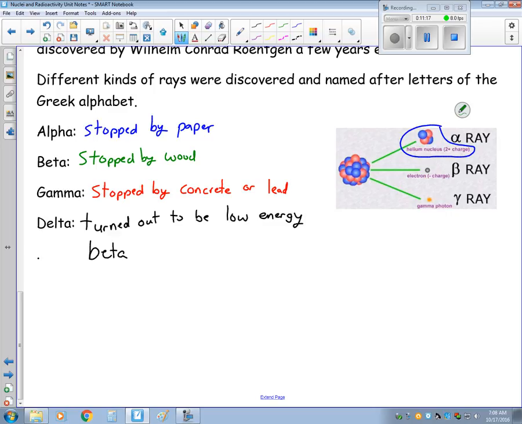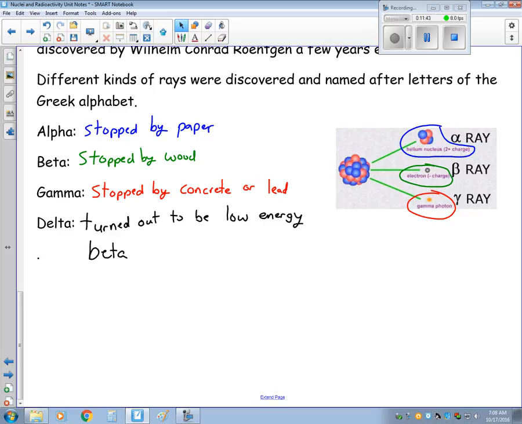Beta rays turned out to be electrons. Now there are 2 types of beta rays, positrons and electrons. Positrons are like electrons, the same size and mass, but they have a positive charge. Gamma rays, well, these ones actually did turn out to be rays. These are high energy electromagnetic waves.